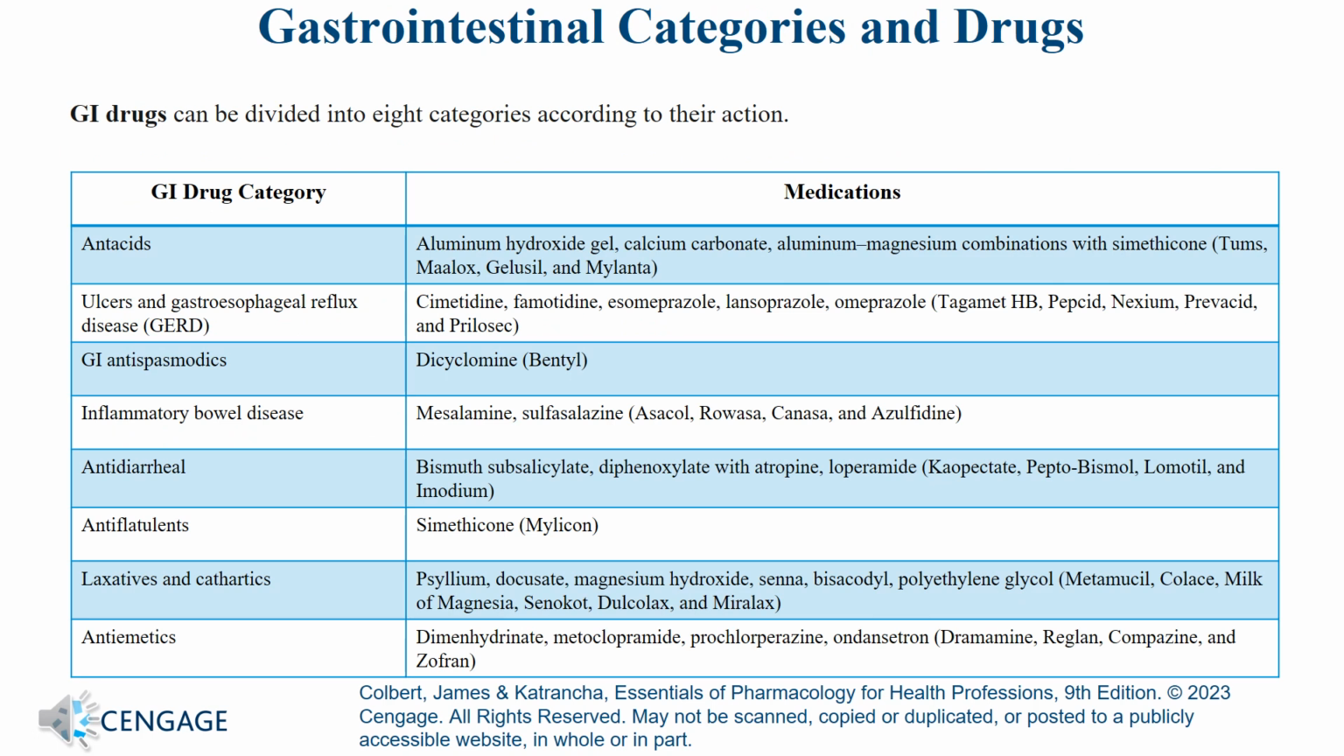Okay, so these are the GI categories and their drugs. What you're looking at tells you that there are 8 categories. You can look at the GI drug category along with the medications that fall under it. Please pause the video, take a minute, and look over and get familiar with the medications.